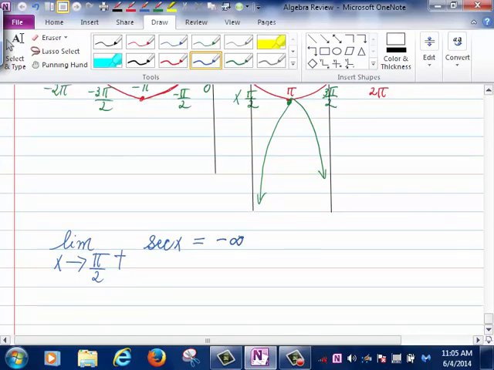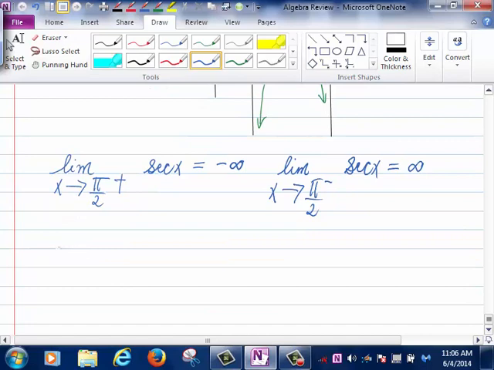Is that making sense? What's the limit as x goes to pi over 2 from the left side of secant x? That's positive infinity. And you can answer other questions as well, right? What's the limit of secant at pi? Negative 1, right? From both sides, yes. So the limit as x goes to pi of secant x is negative 1. You guys can handle limits involving trig functions, okay?